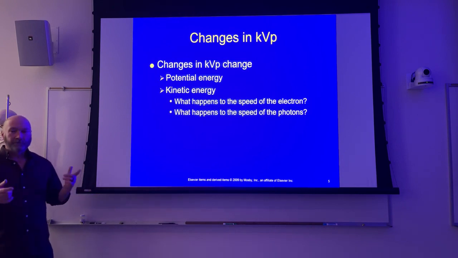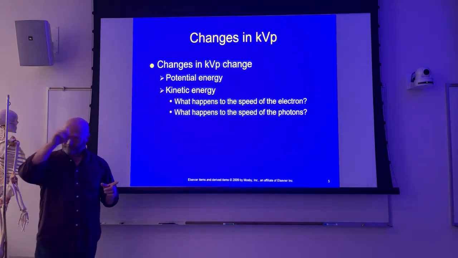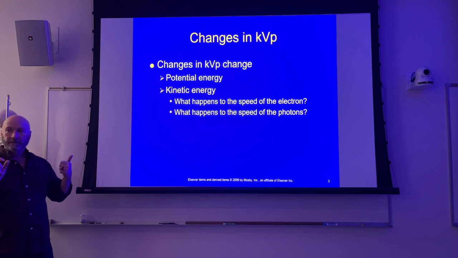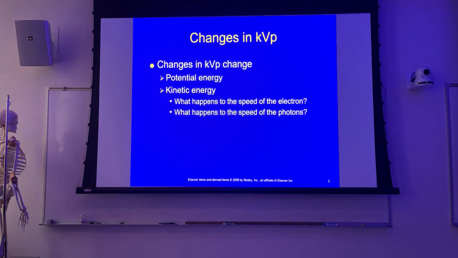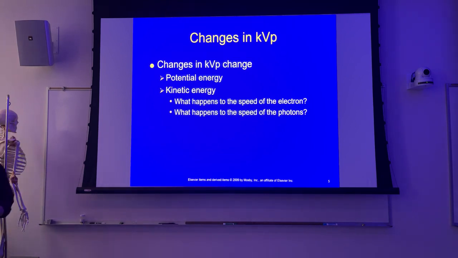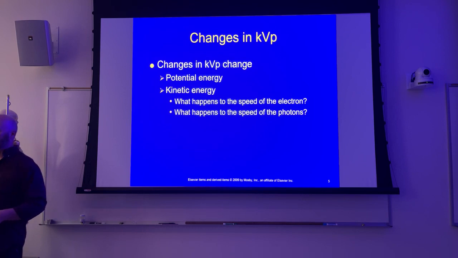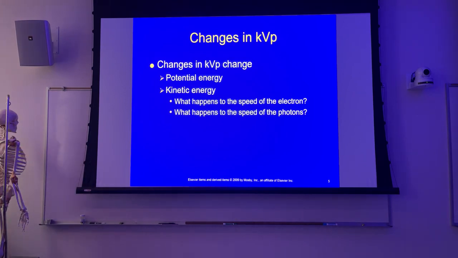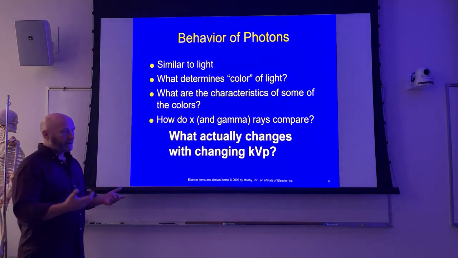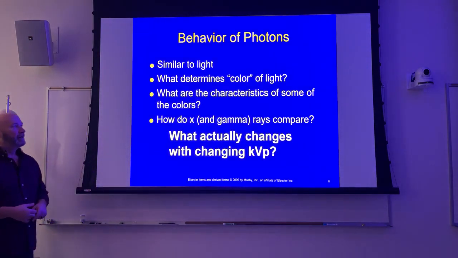Remembering back to last semester, frequency and wavelength have to do with the length of the wave. As wavelength decreases, frequency increases, right? So they're inversely proportional. That's really what happens in your individual X-ray photons: as kVp goes up, frequency increases and wavelength decreases. All right, so behavior of photons is similar to light. What determines color of light, we just talked about: that's frequency and wavelength.